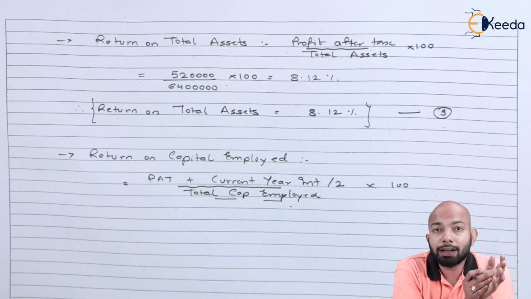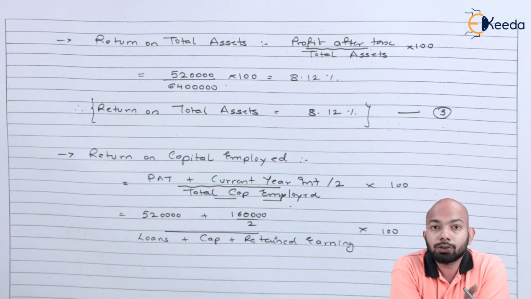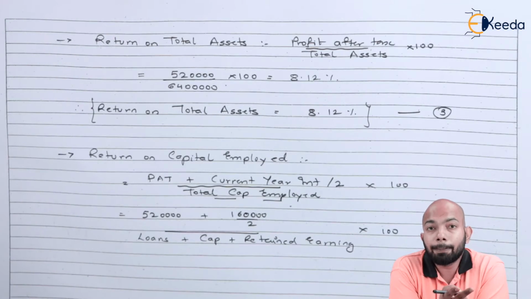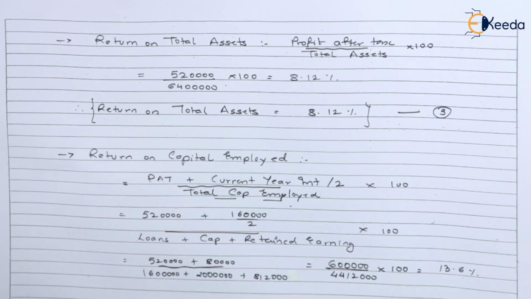So let us put the values there. We have figured out the total numerator, that means 5,20,000, that is profit after tax, plus interest, that is 1,60,000 divided by 2. Now the total capital employed will be loans plus capitals plus retained earning. So that gives us a value of 13.6%, that is return on capital employed.